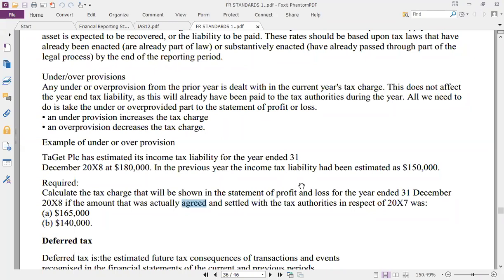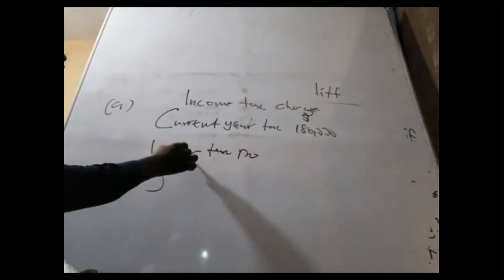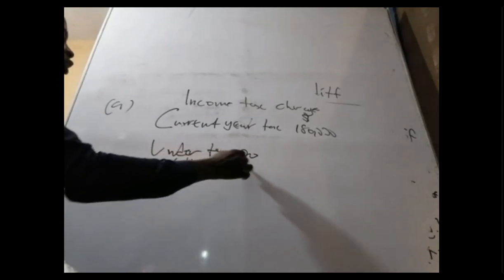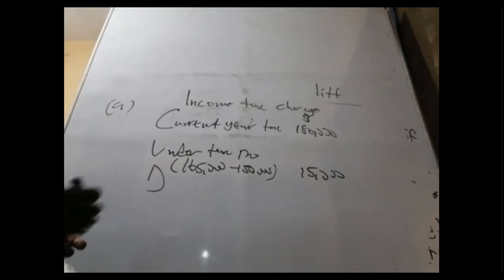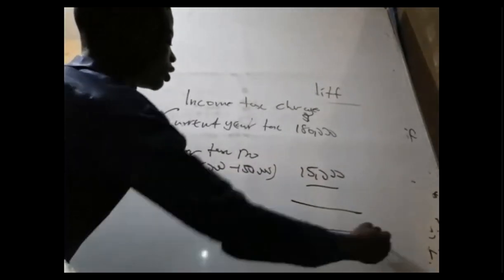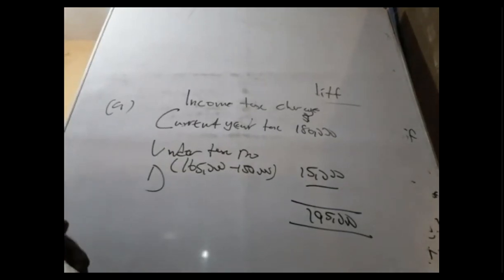Okay, so that is it. So what we do is we go to the board. Provision is 150 and the final one is 165. Right here under tax provision, open a bracket, 165,000 minus 150,000. So that will give us 15,000 under. In this question there is no deferred tax. Under you add, over you subtract. You add the two together, get 195,000. So that was the A.